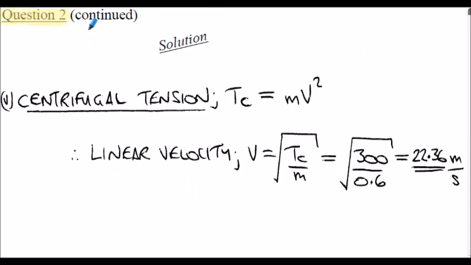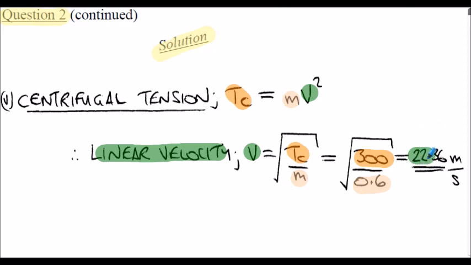Question 2, solution continued. Now we know the centrifugal tension TC is also equal to the mass per unit length multiplied by linear velocity squared. So rearranging for the linear velocity v, that's the square root of TC divided by m. Inserting the values, the linear velocity for maximum power conditions is 22.36 meters per second. Now we have all the information we need to calculate the maximum power that can be transmitted by this system.